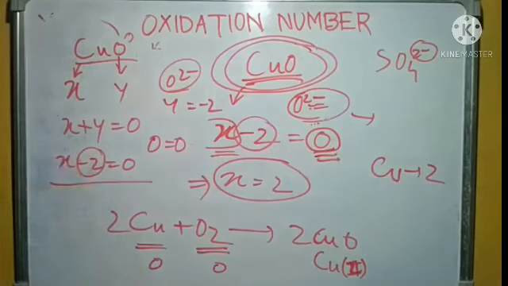but it has gone to -2. That means earlier its oxidation number was 0 on the reactant side, and now the oxidation number has changed to -2. That means the oxidation number of oxygen has decreased on the product side, so there is a reduction of oxygen. So you can see that copper is oxidized and oxygen is reduced.